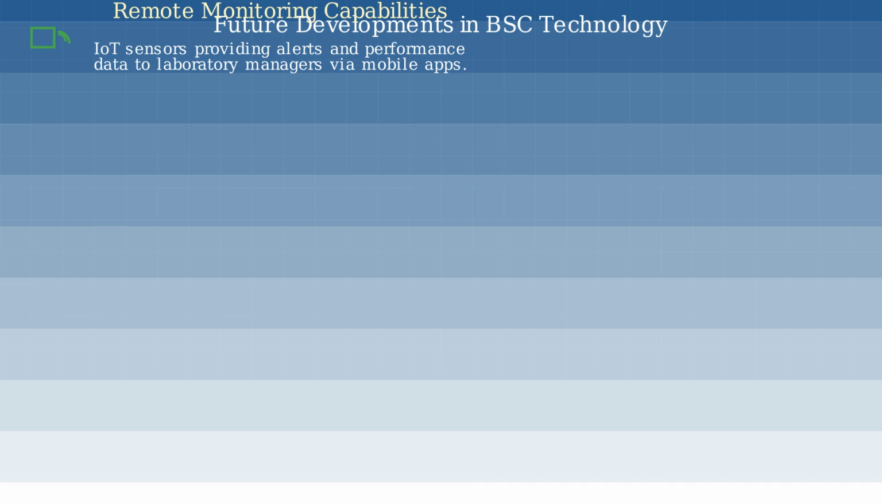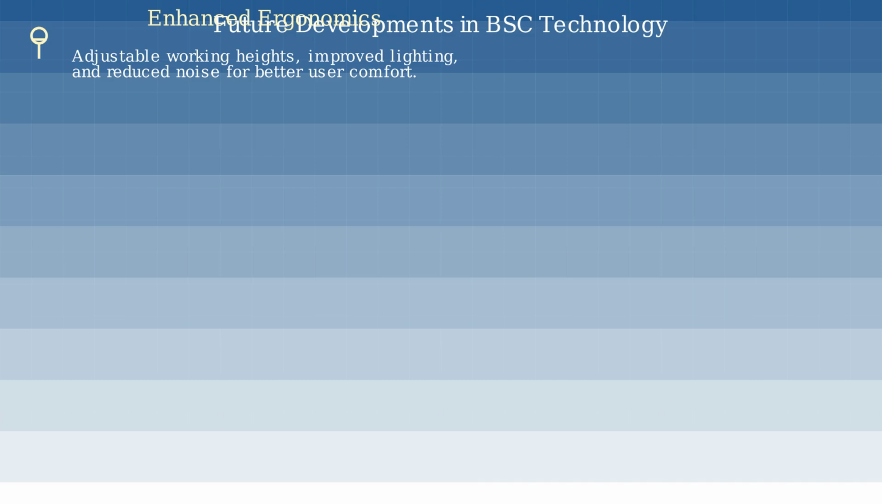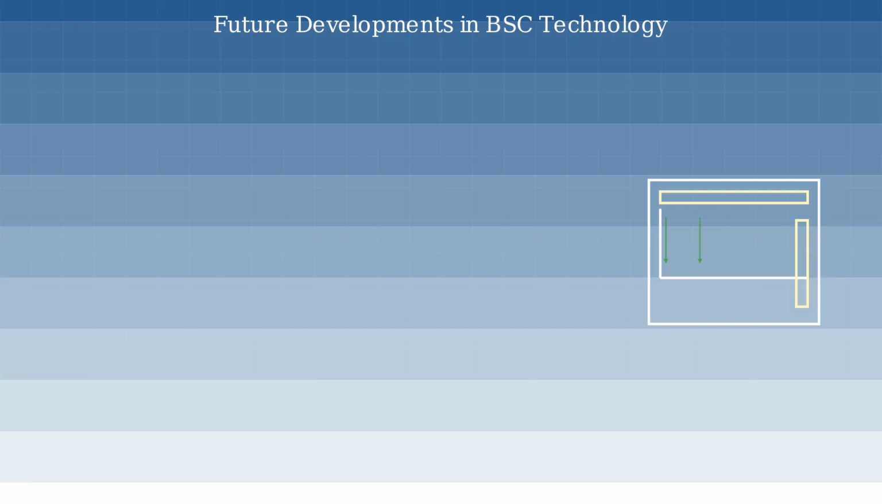Remote monitoring through IoT sensors gives laboratory managers real-time alerts about cabinet performance and potential issues, even when they're away from the lab. Enhanced ergonomic features include adjustable working heights, improved lighting, and reduced noise levels, addressing user comfort during extended work periods. These technological advances are creating smarter biosafety cabinets while maintaining core protection principles.